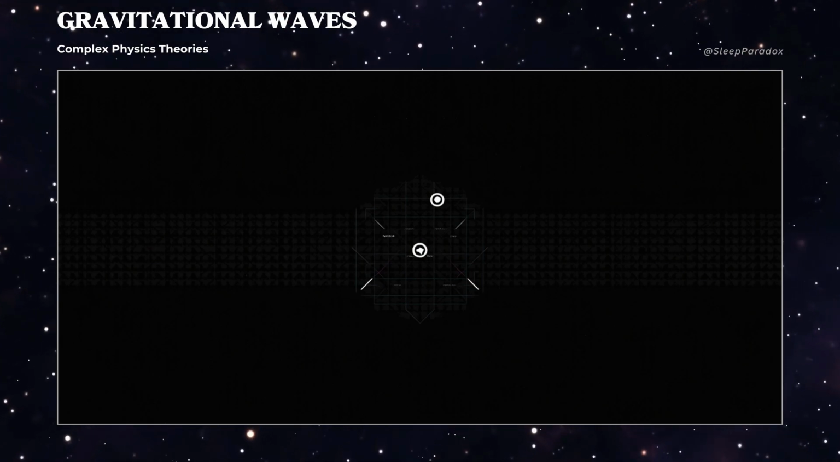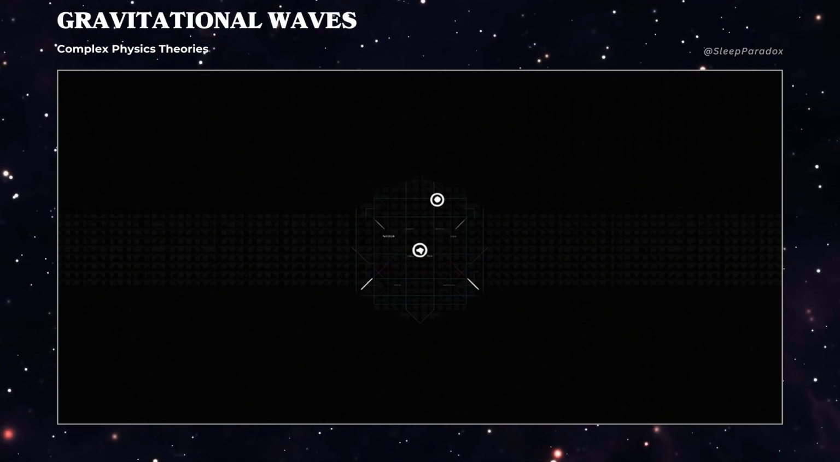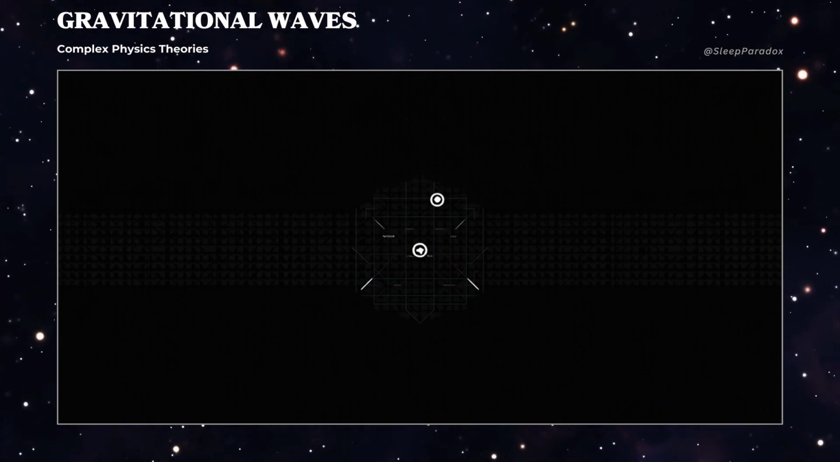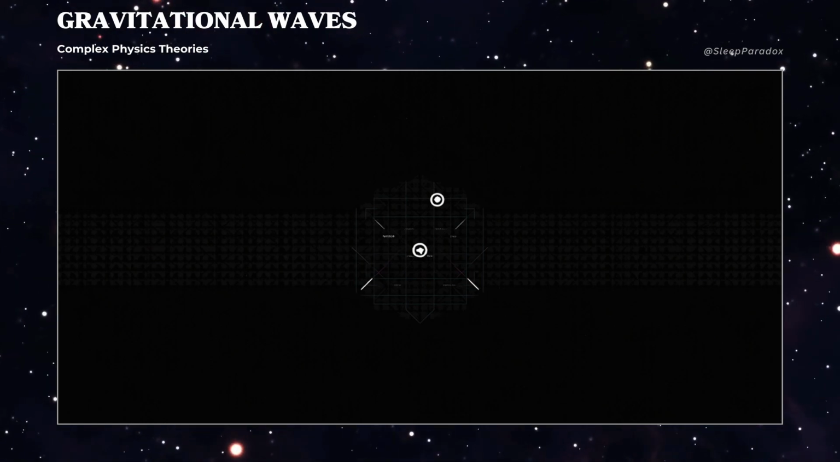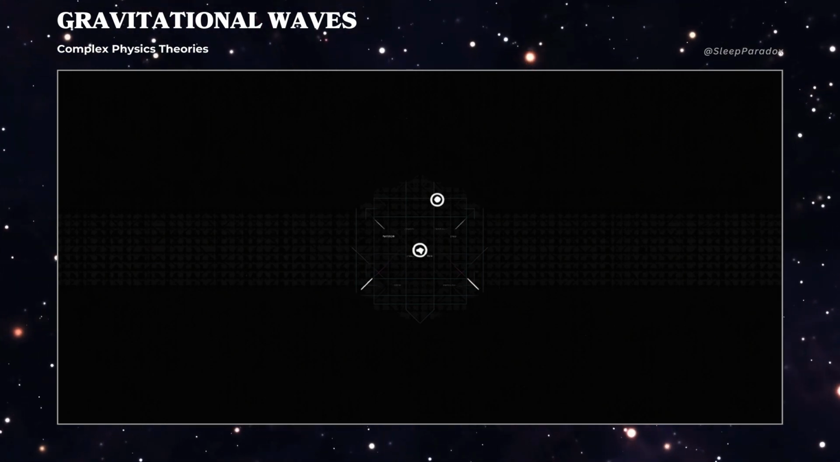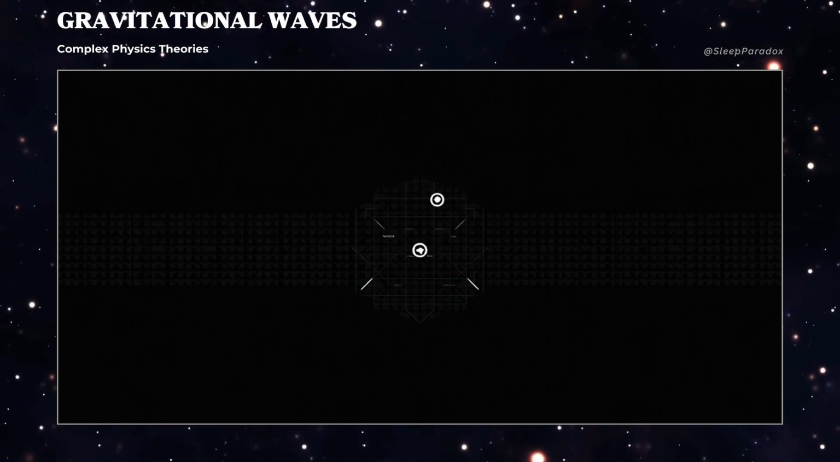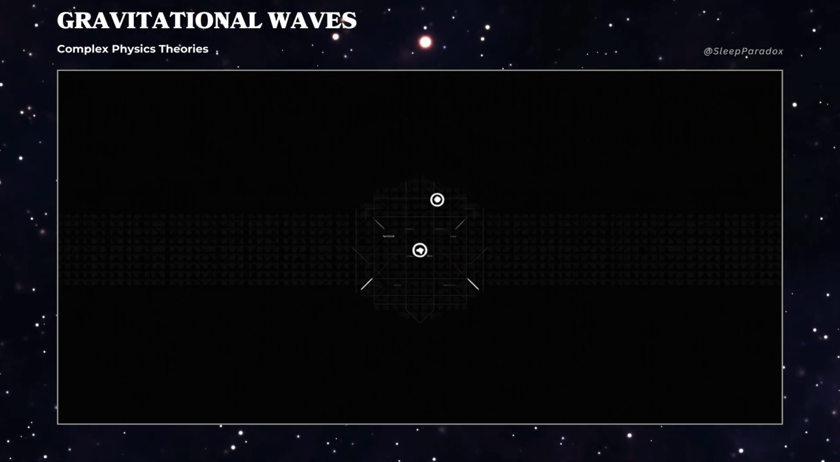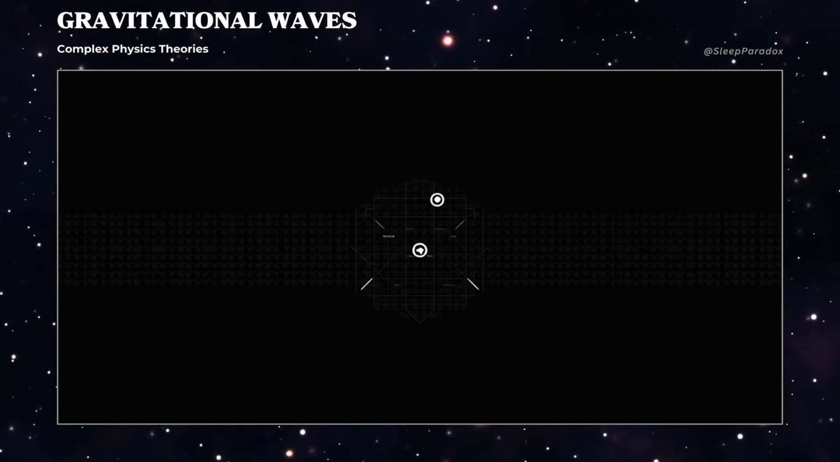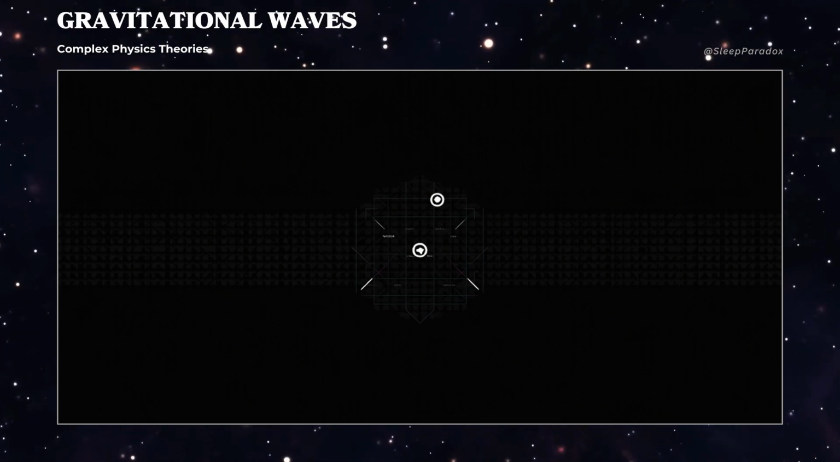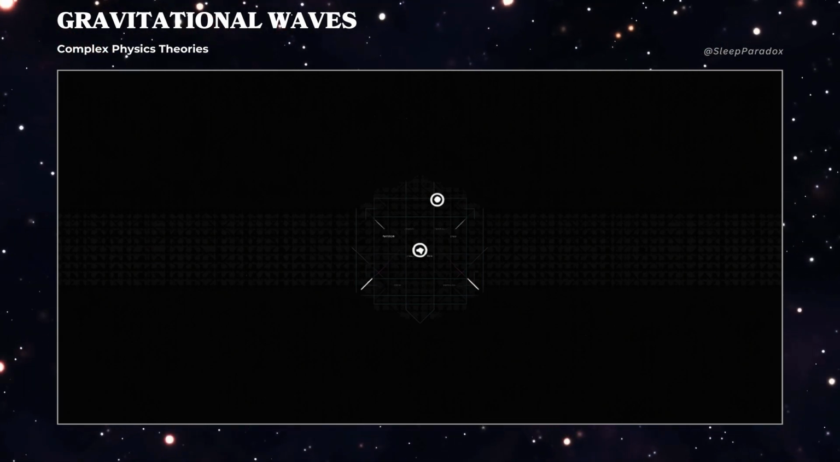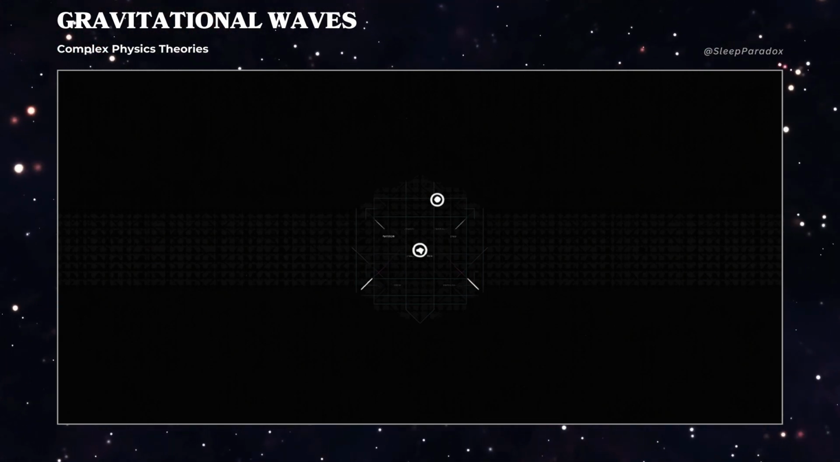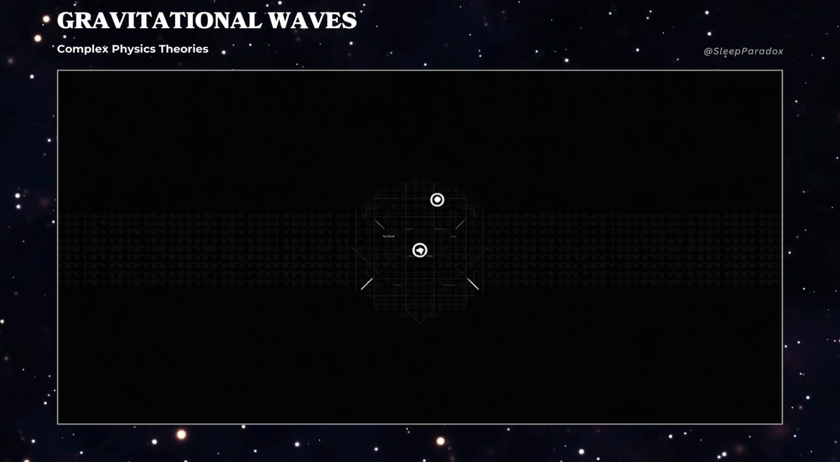Until now, almost all astronomy relied on light: visible light, radio waves, X-rays, and other parts of the electromagnetic spectrum. But gravitational waves are different. They pass through matter almost completely undisturbed. This means they carry information about regions of space that light can't reach, like the interiors of black hole collisions or the very early universe.